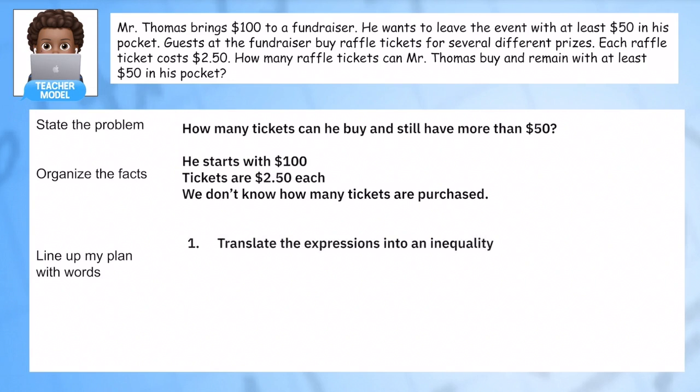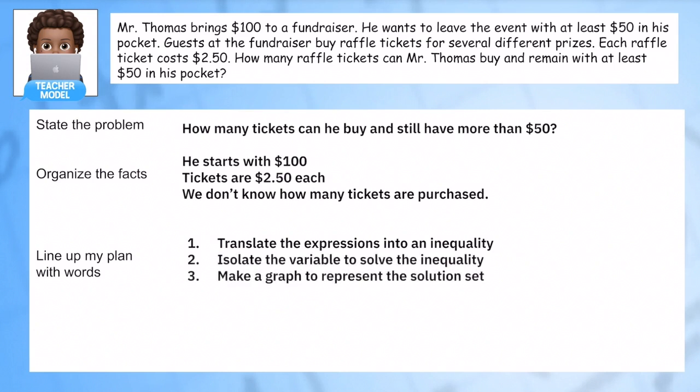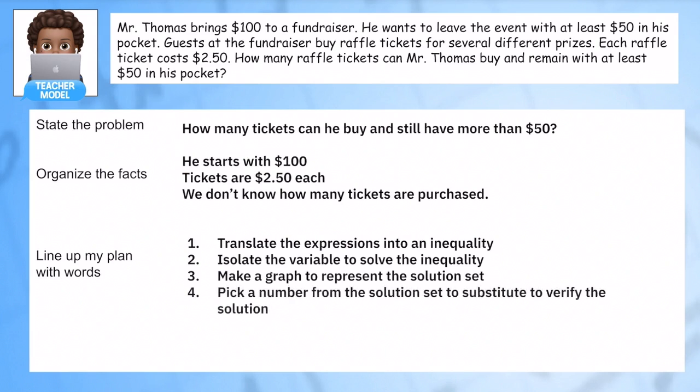So here's my plan. We're going to translate the expression into an inequality, and then we're going to isolate the variable to show the inequality, make a graph to represent the solution set, and pick any number in the solution set to verify our solution. So hit pause so you can jot this plan into your notes, and also think about how I decide on my inequality symbols.